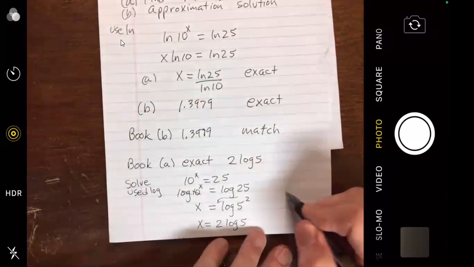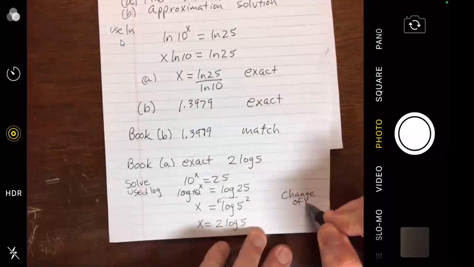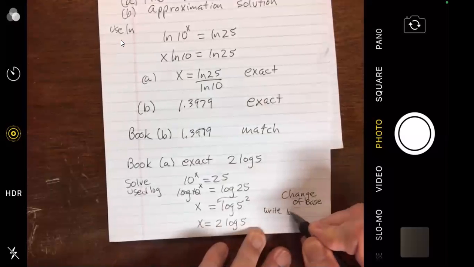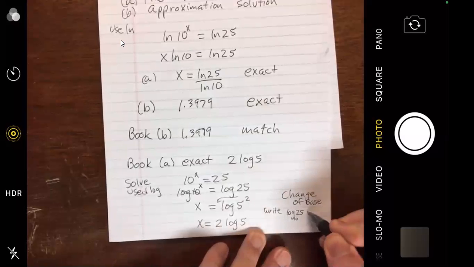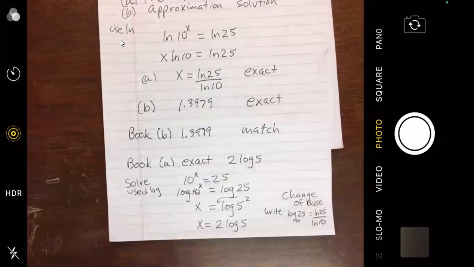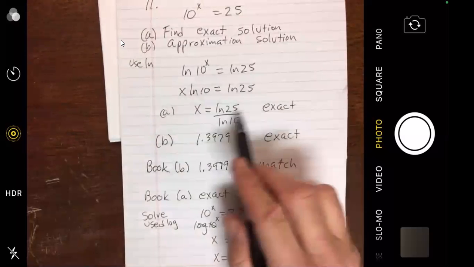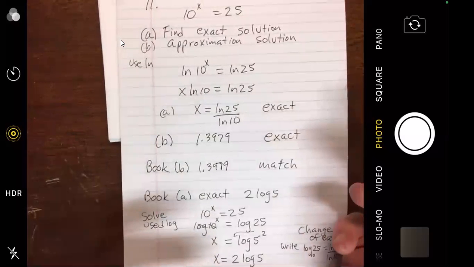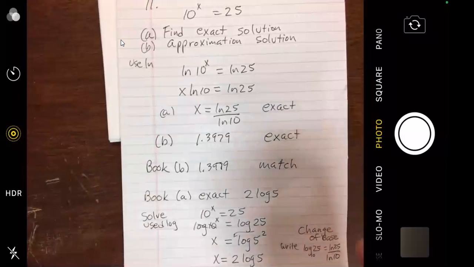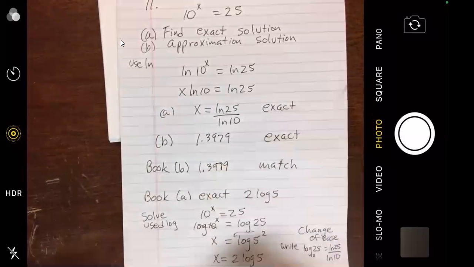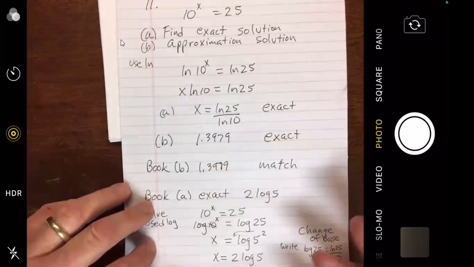Remember, with change of base, here's another way to change a base. I can write log 25, that's a base 10, as an ln of 25 divided by an ln of 10, if you remember your change of base from 4.4. All right, so you don't have to get the same exact form that the book does to be correct. But your exact form, if you're different from the book, should give you the same approximation. The approximations should match, and that's what proves they're correct, even if they look completely different.